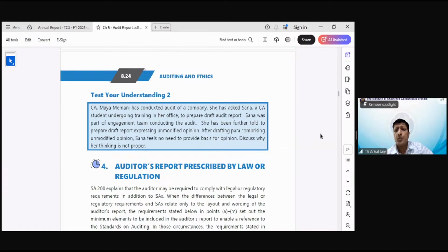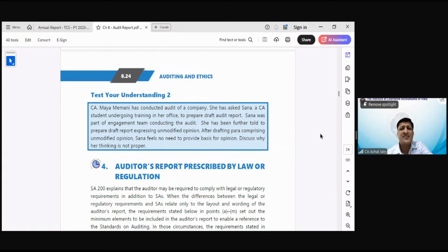So the report that we just discussed, wherein the opinion was true and fair view, that is what you call as clean opinion or unmodified opinion. Okay. After drafting the para comprising unmodified opinion, Sana feels no need to provide basis for opinion.